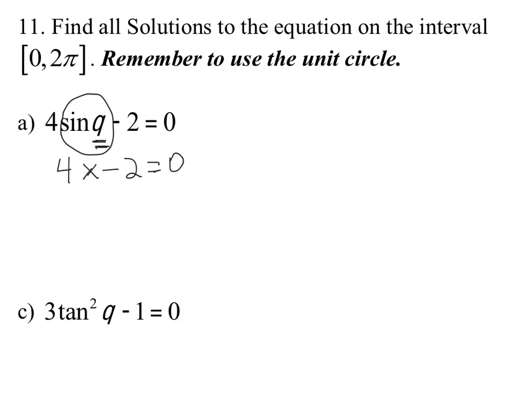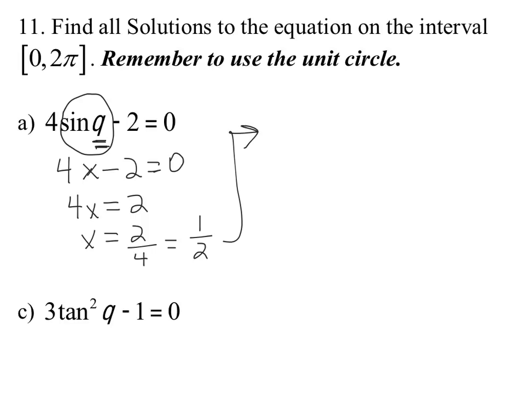So I'm going to solve for x like I would always solve for x. So 4x equals 2 because I'm adding 2 to both sides. Then I divide by 4, and I get x equals 2 over 4, or 1/2. So remember, I'm changing my x now, I'm going to change it back to sine alpha, because that's what we're really doing here.